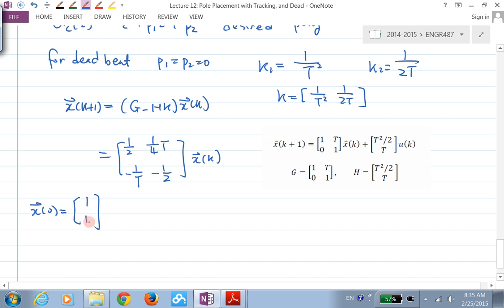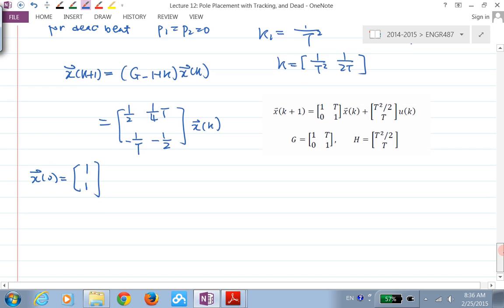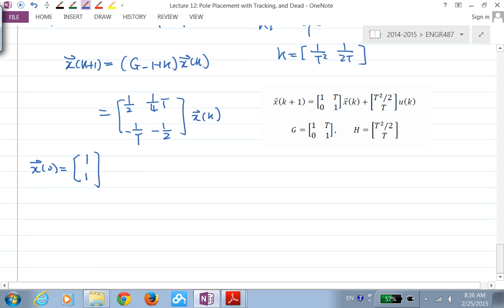If this is the initial condition, then let's check what will be the response of the state variables. We'll look at it step by step. First, let's check sampling time equal to 1. If sampling time equal to 1, let's see when k equal to 1.